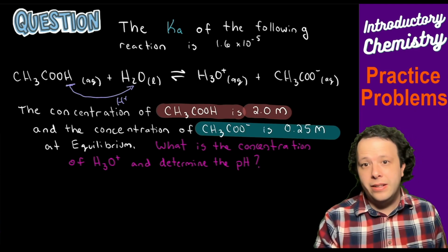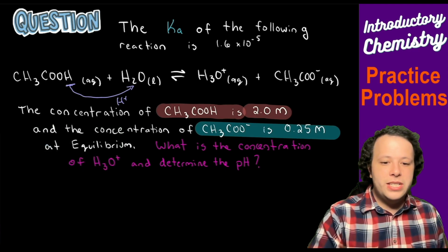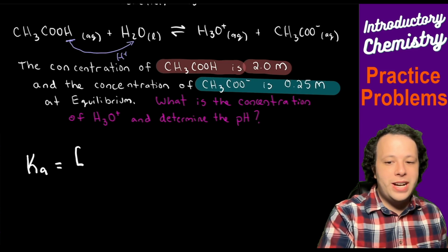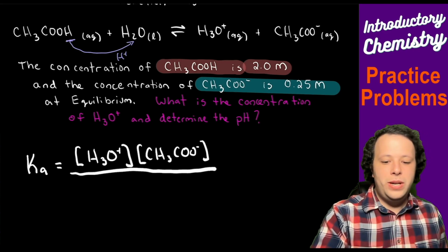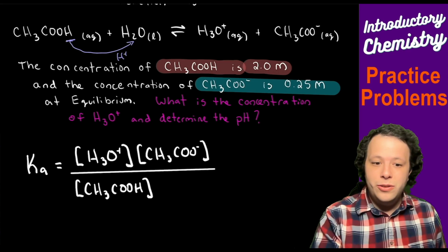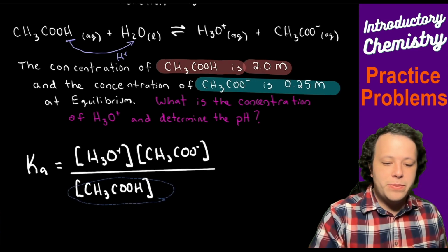So how do we start it? The first step, given that we already have a balanced chemical reaction, is for us to write out the equilibrium expression for Ka. So Ka is going to be equal to the products over the reactants. So we have H3O plus, then we have CH3COO minus. In our reactants, we have CH3COOH, and we also have water. But one thing to remember is we do not include water because we never include solids or liquids. So this will be our equilibrium expression.